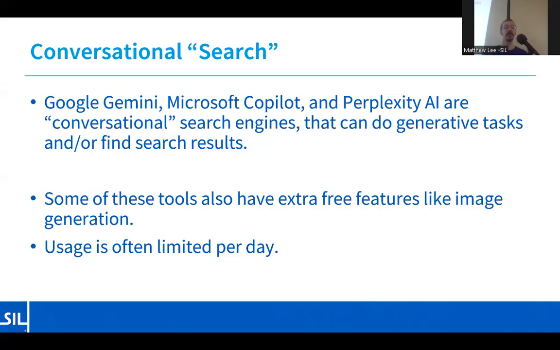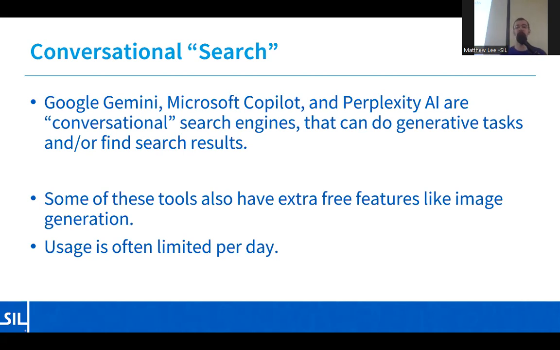But these tools are conversational search engines that can do tasks or find you search results or do both at the same time. So you can ask the same type of questions of Copilot that I was just asking of ChatGPT. Or you can say, find me information about this rare topic, and it will find them for you. So it's a mix between a search engine and a large language model, so that it can help you formulate your question better, your search better, so that you can find what you're looking for.